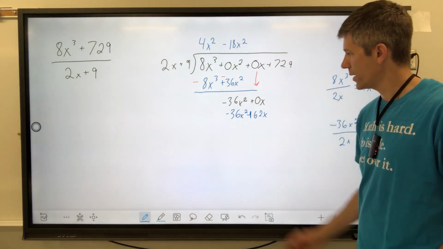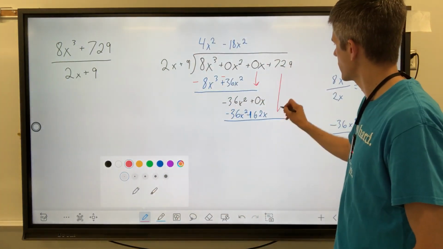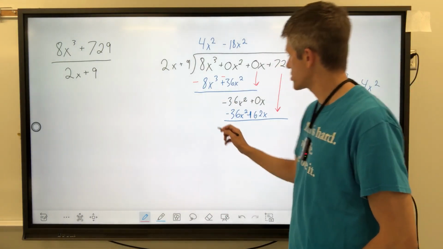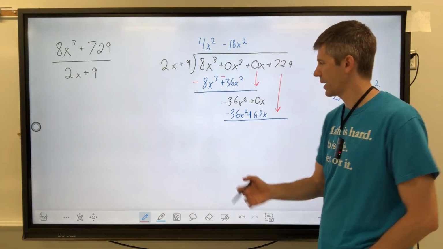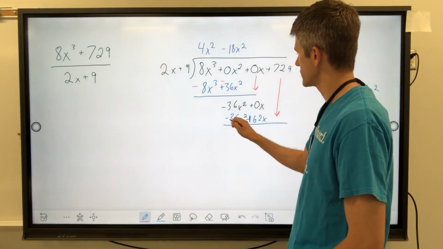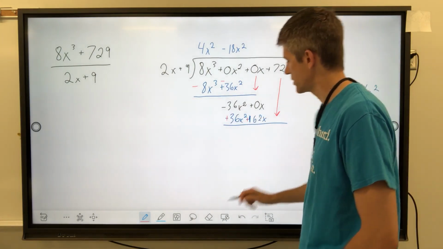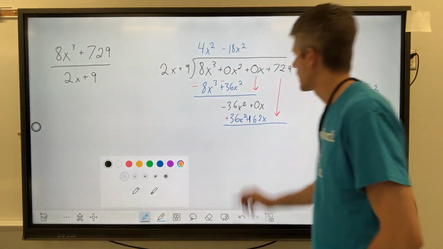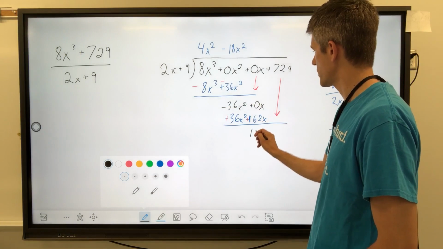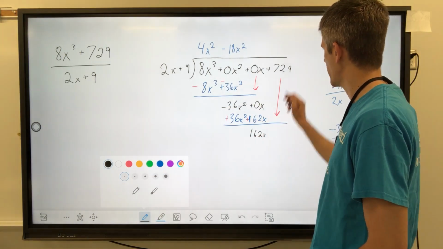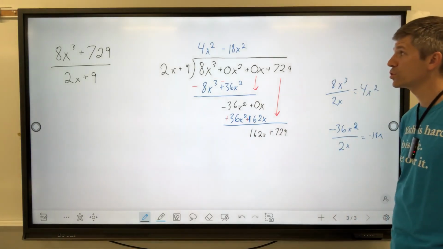So what we're going to do now is draw the line, bring that down, and we're going to change some signs because we're subtracting, right? So when you subtract, you're really changing the sign and adding. So what was negative is now positive. Do it again, see what happens. What was negative is now positive, and those cancel, become 0. These become 0 plus 162x, so it's 162x, pardon the bad handwriting, plus 729. The numbers are getting ridiculous, but it's going to work.